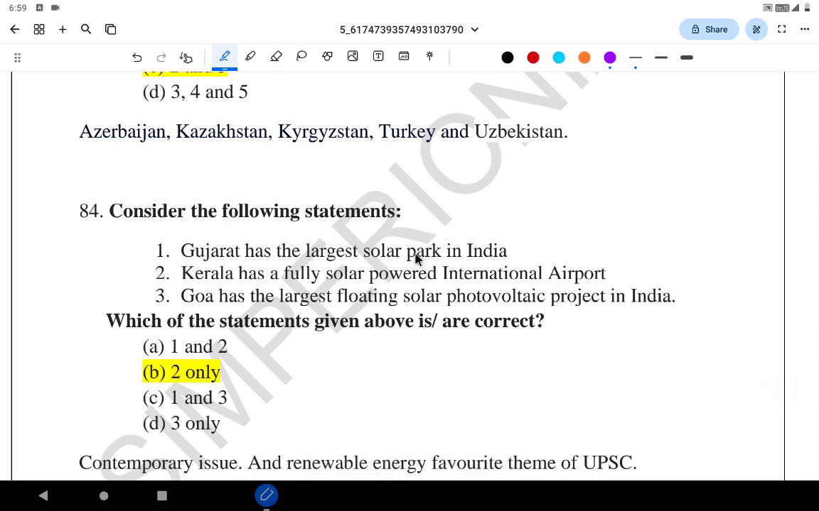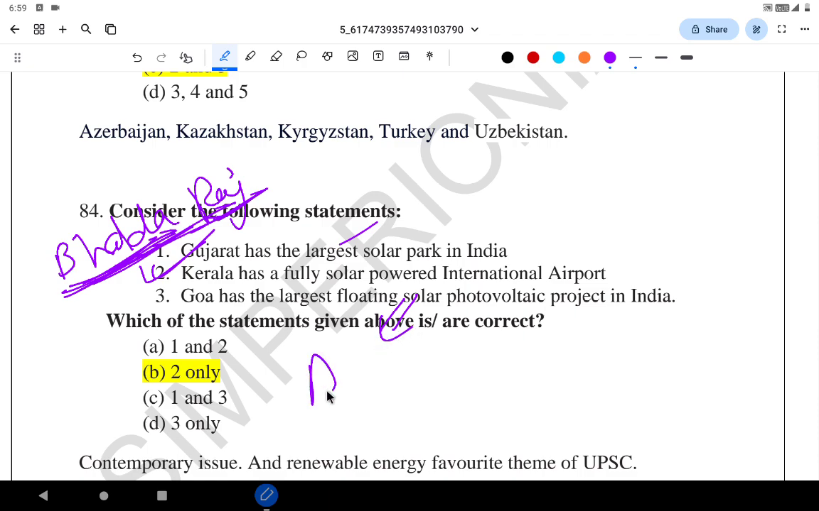Gujarat has the largest solar park in India? The largest solar park is in Bhadla in Rajasthan. See, this was the correct answer in the 2022 UPSC Prelims. Now we don't know whether Bhadla is the largest now, but as far as we know, Bhadla is the largest. Please check this. Then it was Bhadla, Rajasthan. Kerala has a fully solar-powered international airport. Correct. Goa has the largest floating solar photovoltaic project? Not Goa, it is Andhra Pradesh, AP. Not Arunachal Pradesh, it's Andhra Pradesh.